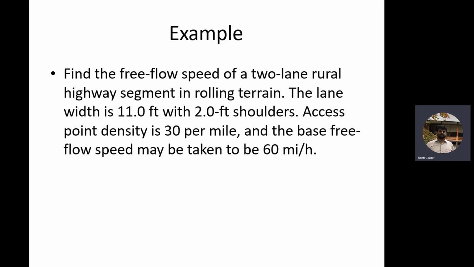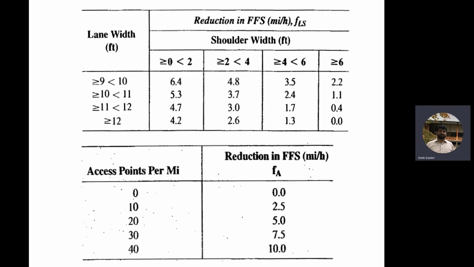Free flow speed, two-lane rural highway segment in rolling terrain, lane width 11 feet, 2 feet shoulder, access point density 30 per mile, base free flow speed is 60. Okay, so it's very simple. Free flow speed is 60, the base, minus the factor for lane and shoulder width and access point. So lane width 11 and shoulder 2. Which factor? 3. Okay, you have to look here. There is an equal to sign here.